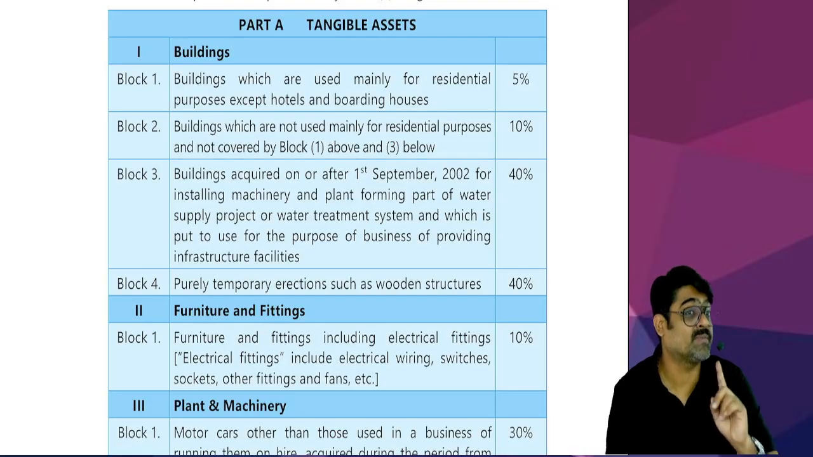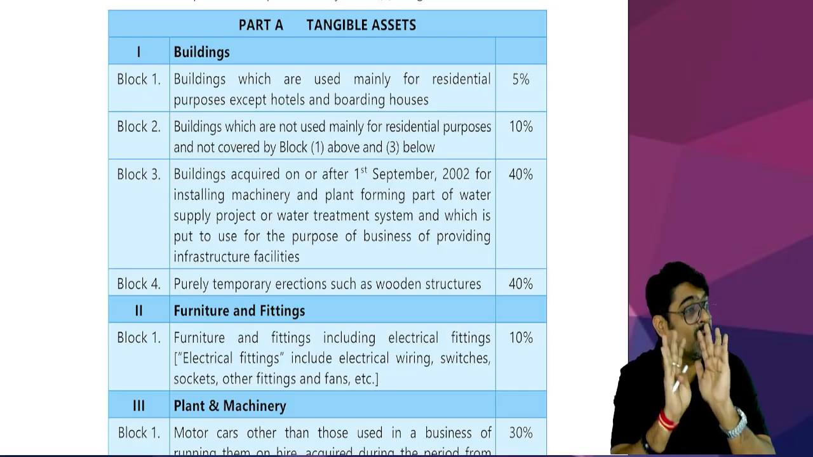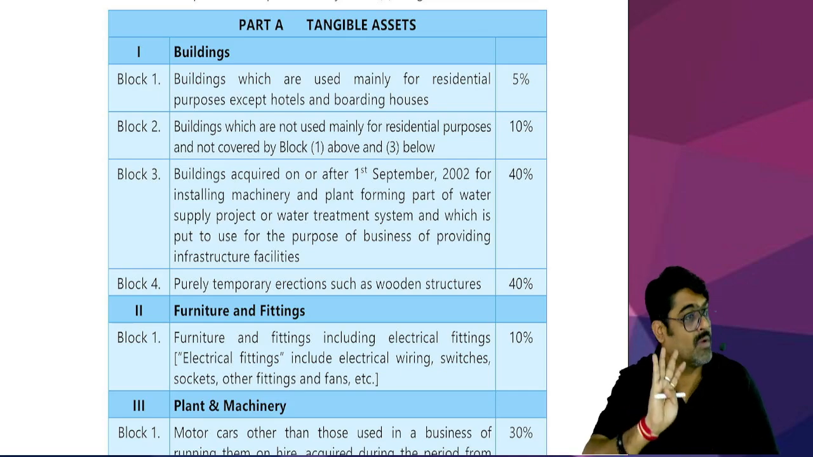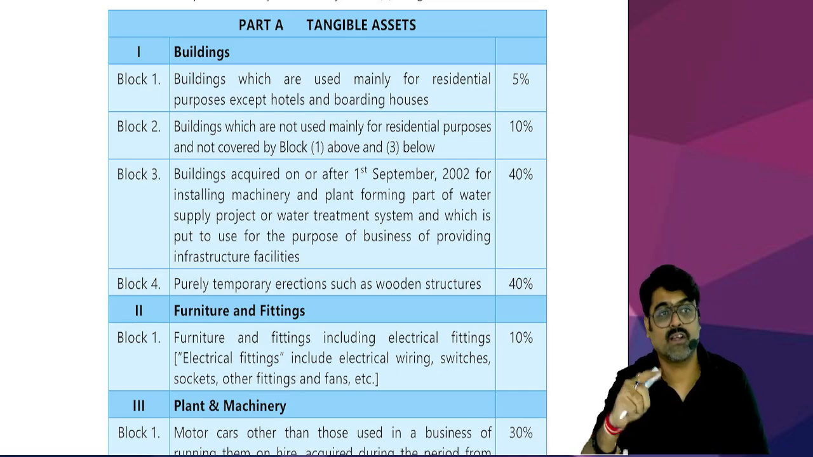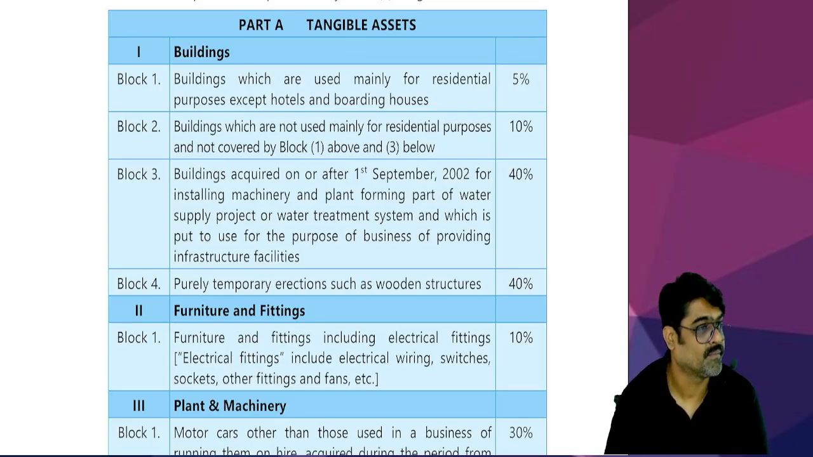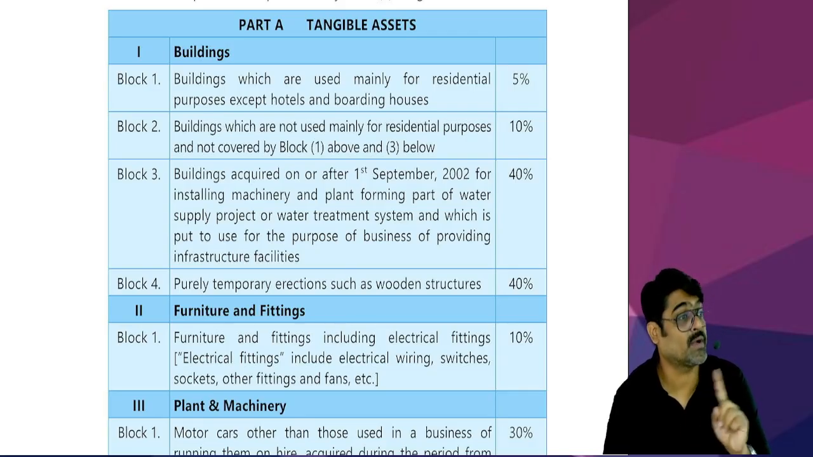So I am talking about which buildings? Residential buildings used for the purpose of business or profession. A block of all the residential buildings will be created separately because residential buildings are depreciable at 5%. The moment they tell you residential buildings, you have to apply the rate of 5%. But residential buildings will not include guest houses and hotel buildings. They are not treated as residential buildings.